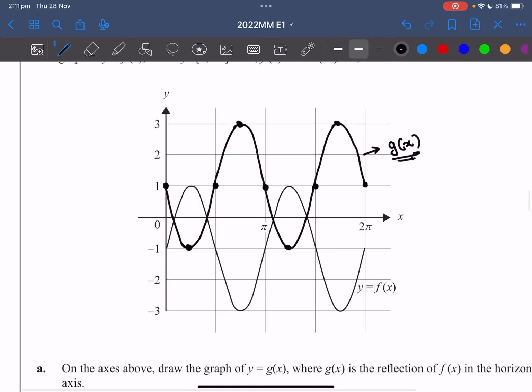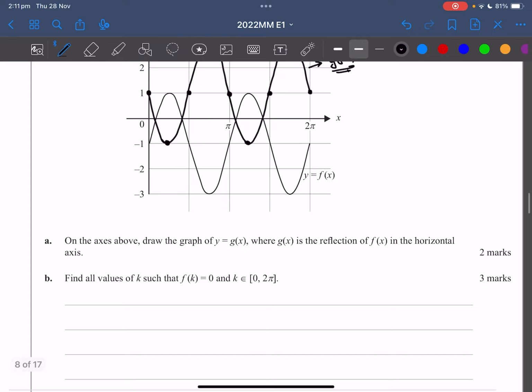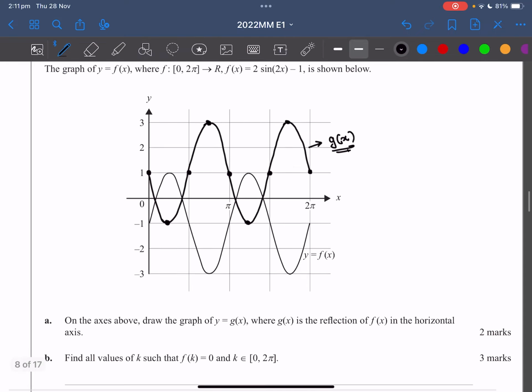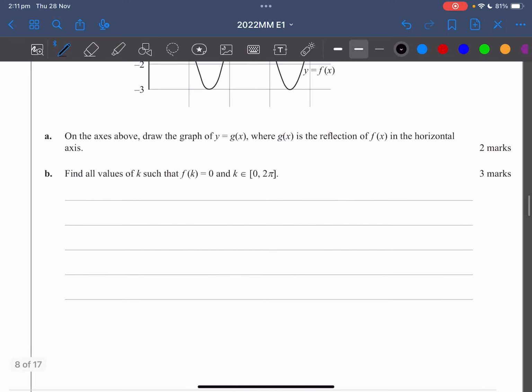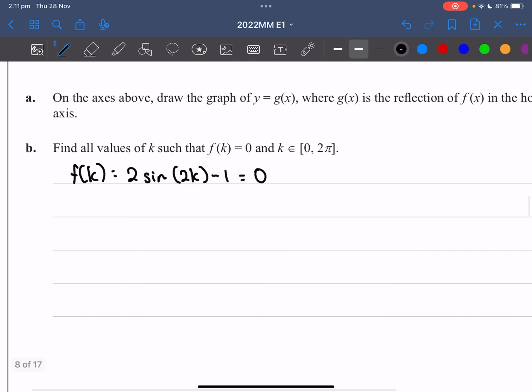So yeah, okay, find all values of k such that f(k) = 0 and k is between 0 and 2π. So f(k) is equal to 2 sin(2k) - 1, and that has to be 0. Then we'll have sin(2k) equal to 1/2.